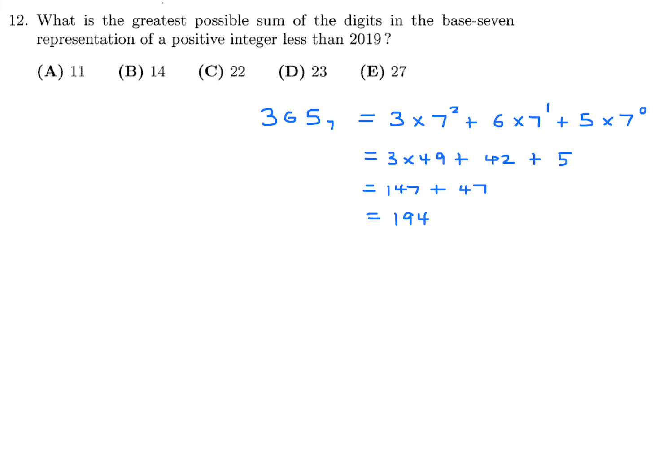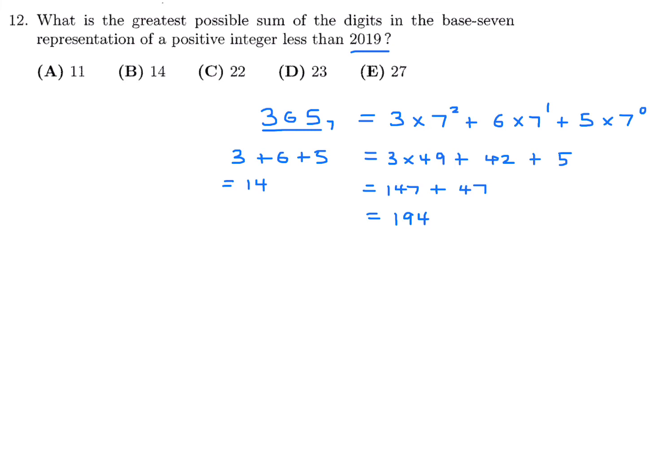What they're asking for is the greatest possible sum of the digits. For example, the sum of the digits here was 3 plus 6 plus 5, which is 14, right? They're asking the same thing, but they want you to go up to 2019 and see what possible greatest sum you can get.